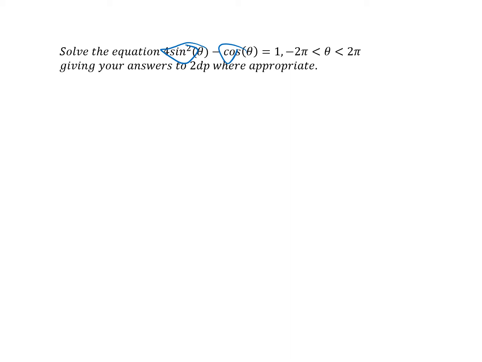So I'm going to use the Pythagorean trig identity, sine squared plus cos squared equals 1, to replace sine squared with 1 minus cos squared theta. So this equation then becomes 4 times 1 minus cos squared theta minus cos theta equals 1. So when I rearrange that, I get this.